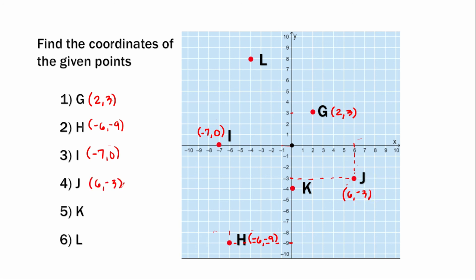Next, point K. Nandito siya sa ating y-axis. So, we know that x will be 0. And then, y is at negative 4. So, K is at 0, negative 4. Next is point L. Nakatapat si point L sa negative 4 ng x-axis and positive 8 ng y-axis. So, that is point L is at negative 4, 8. And that's it.